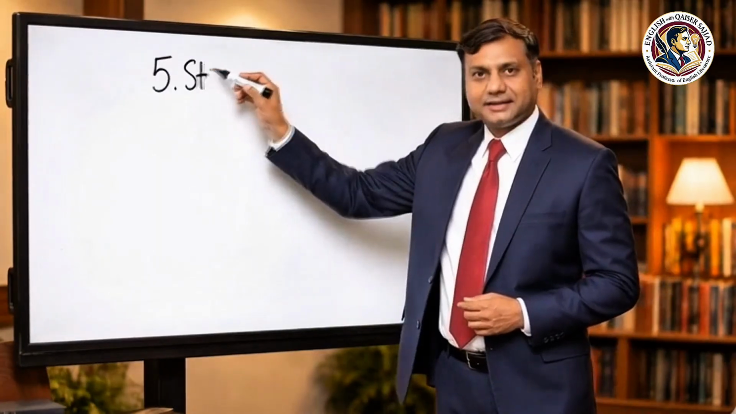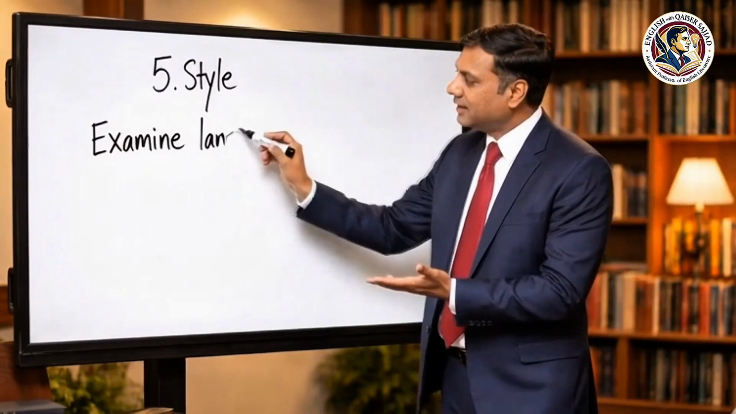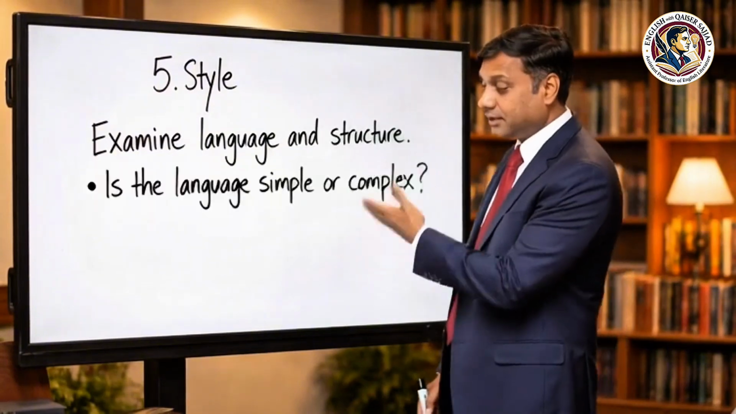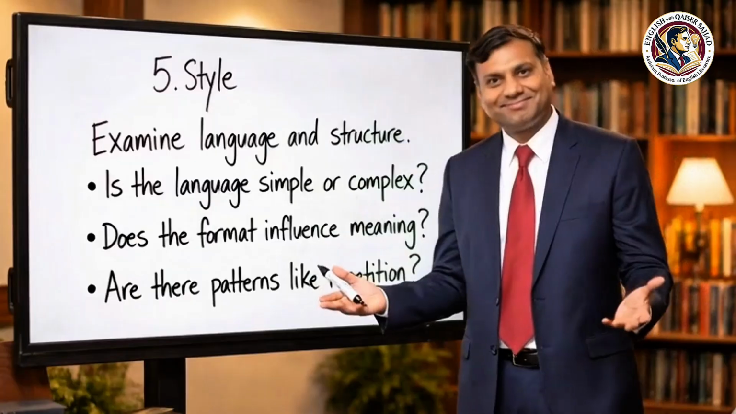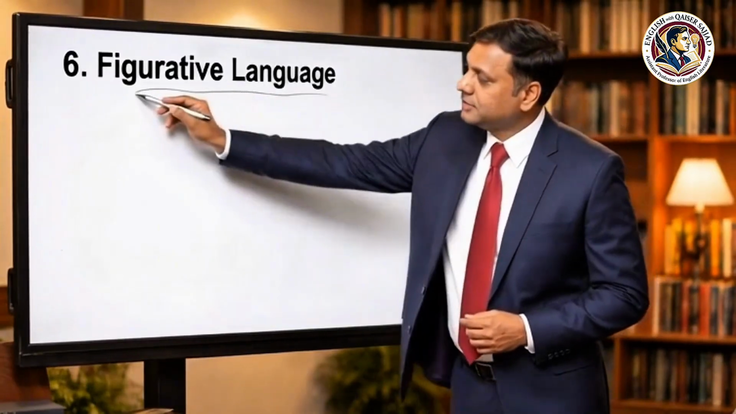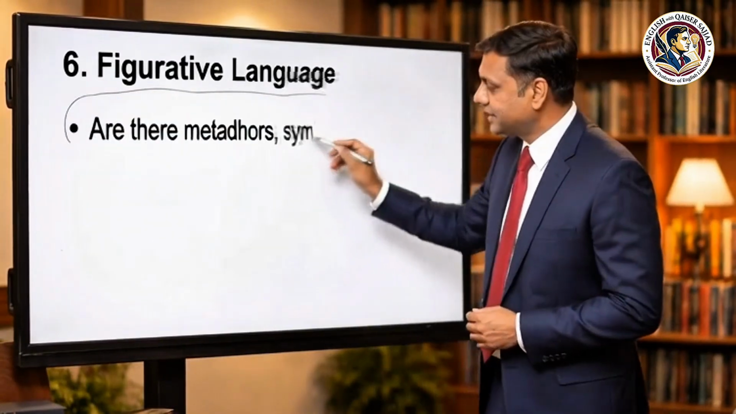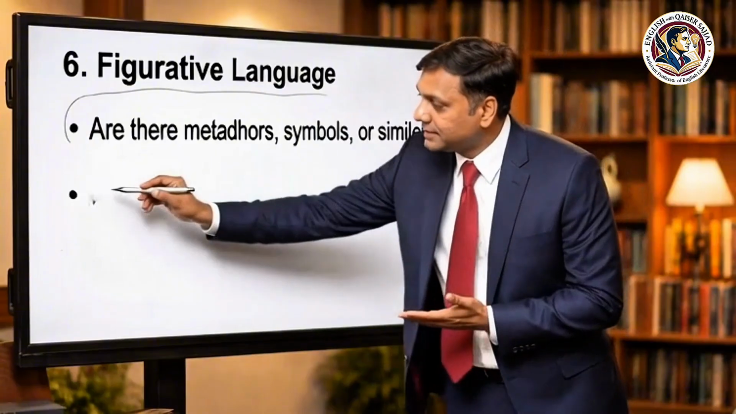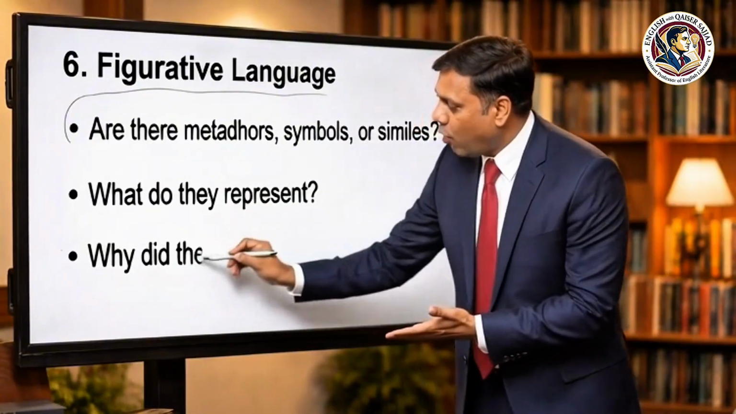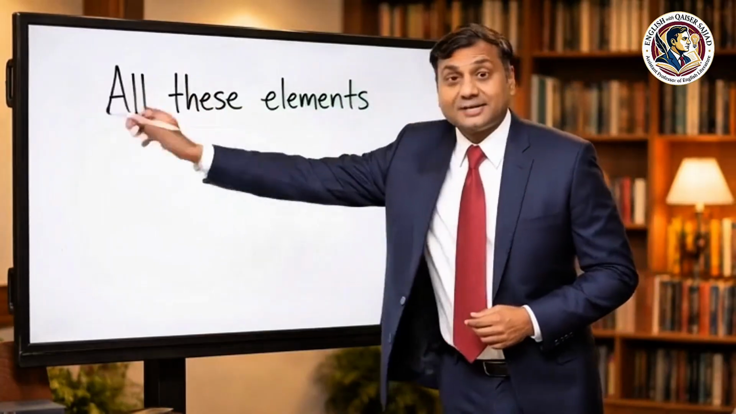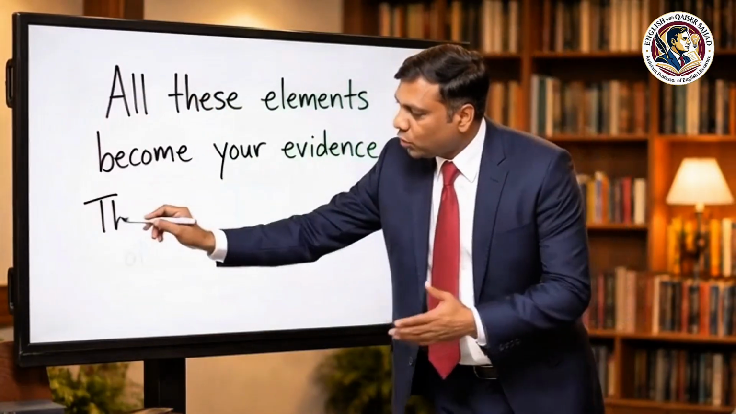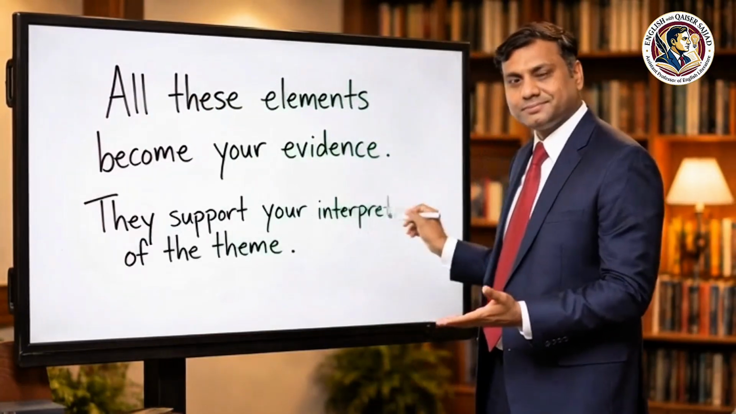5. Style. Examine language and structure. Is the language simple or complex? Does the format influence meaning? Are there patterns like repetition? 6. Figurative language. Look deeper into literary devices. Are there metaphors, symbols, or similes? What do they represent? Why did the author use them? All these elements become your evidence. They support your interpretation of the theme.